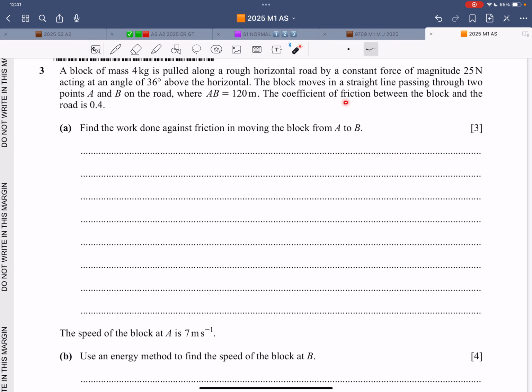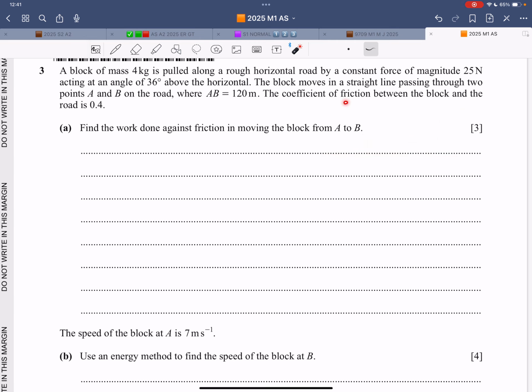First thing first, I have drawn a diagram. I have labeled R acting upwards, mg acting downwards, 25 cos 36 over here, 25 sin 36 over here. R plus this equals this. So I find the value of R. I multiply it with 0.4. I find the value of F max. So F max is this much over here.